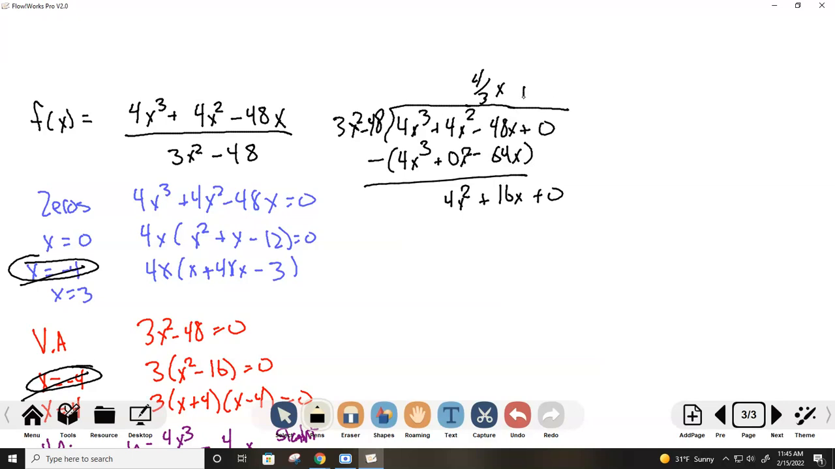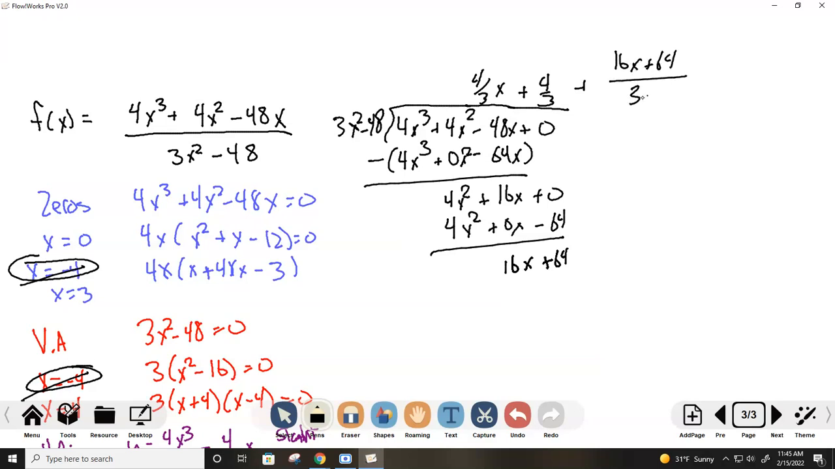Divide by 3x squared again. I get 4/3. That's going to give me 4x squared plus 0x minus 64. And I get my remainder is 16x plus 64. But, as I said, if I look at that, it would be 16x plus 64 over 3x squared minus 48.